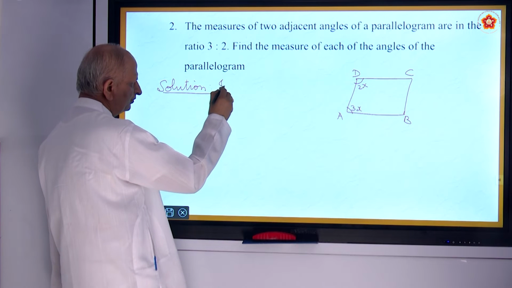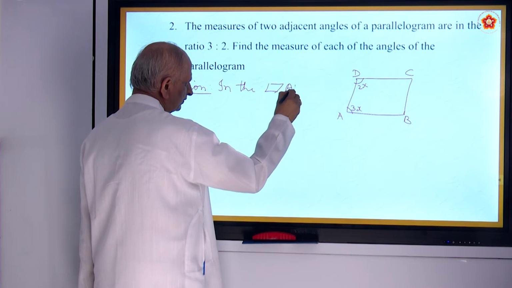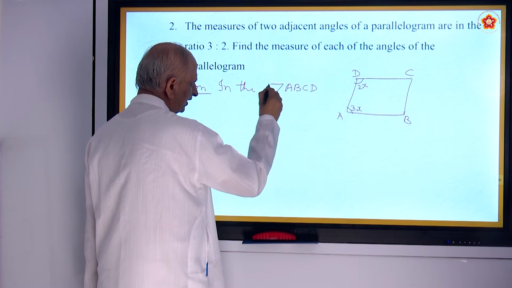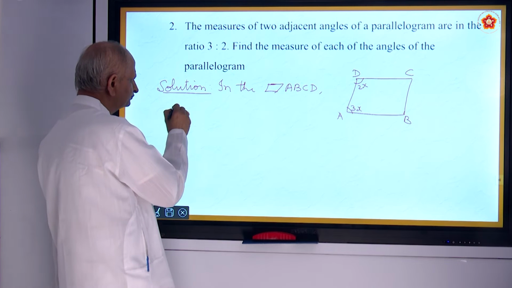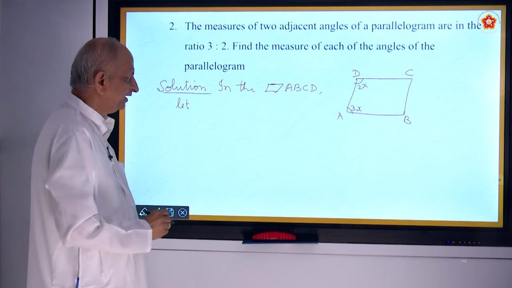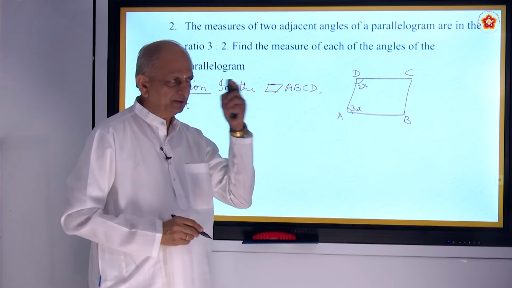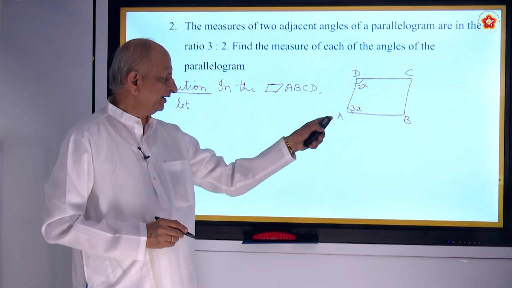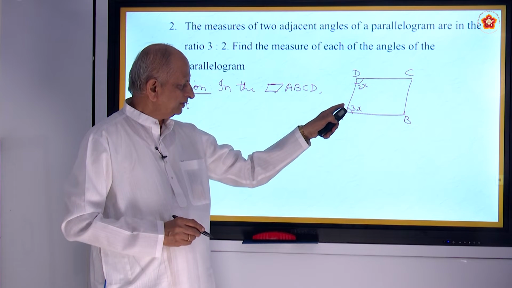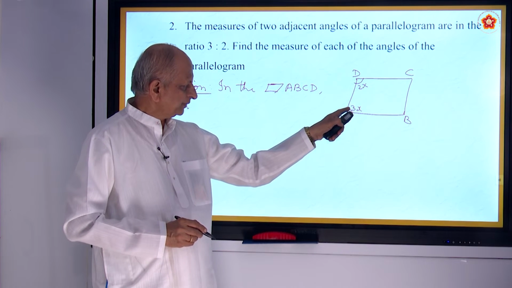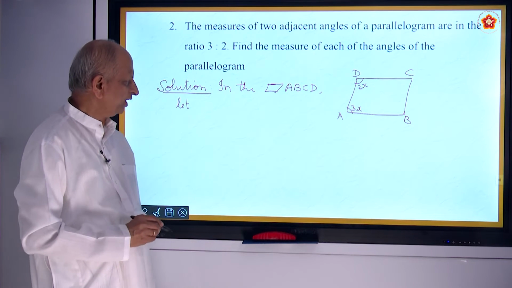What name do we give? In the parallelogram ABCD, just for convenience we are writing the name. They have said adjacent angles, and the ratio is given, which means it may be 30 and 20, or it may be 60 and 40, like that. The ratio is 3:2.